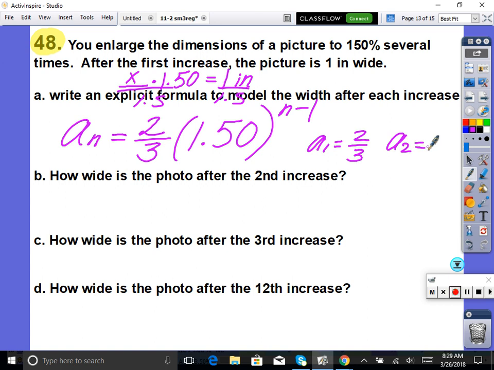So it says, how wide is the photo after the second increase? Don't be mistaken. Don't plug in a 2 on accident here. What term would that be? The third term. Does everybody see what I'm saying? Okay, so we would say a sub 3. That'd be the third term, not the third time, because we started here. So then 1.5 raised to the 3 minus 1, which is 2. So do you see how that makes sense? Because now what's the second time? Okay.